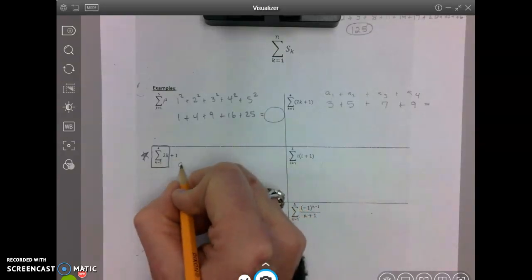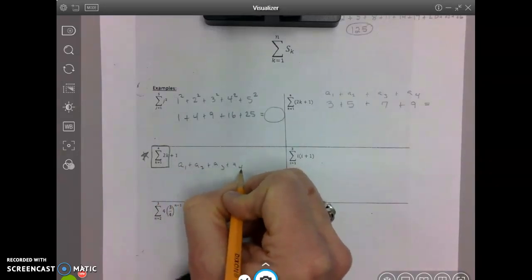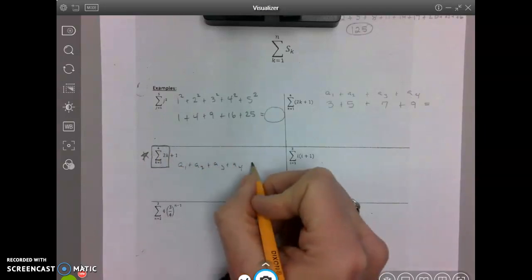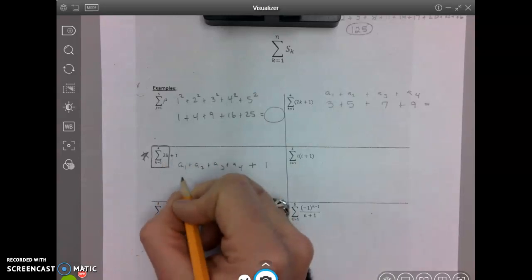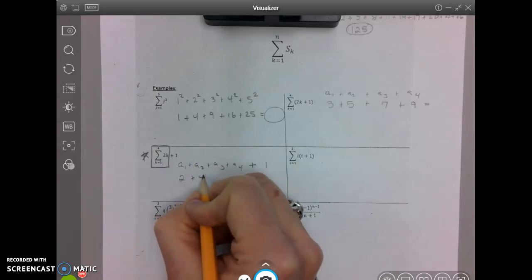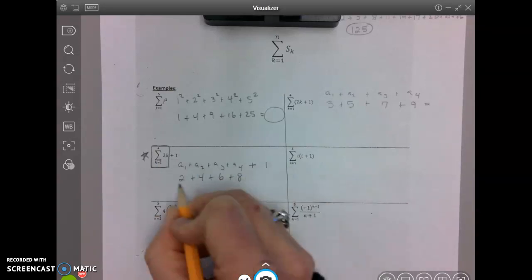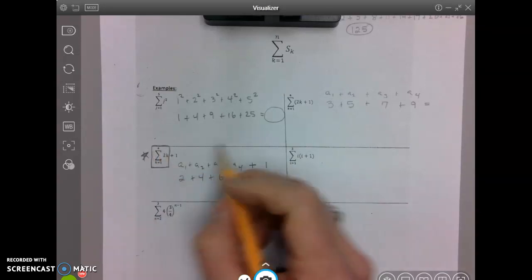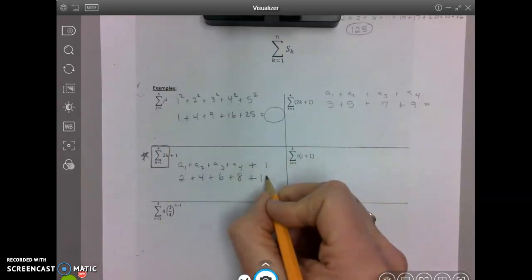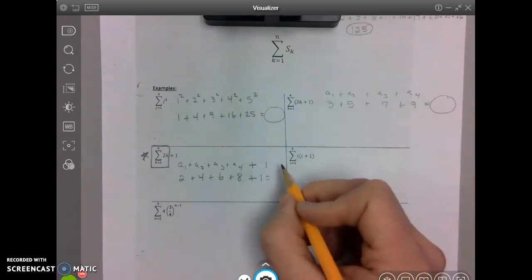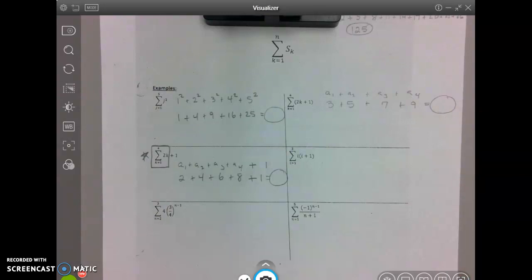So I'm going to do a sub 1 plus a sub 2 plus a sub 3 plus a sub 4. Once I've done that, I'm going to add the number 1 to that sum. So 2 times 1 is 2, 2 times 2 is 4, 2 times 3 is 6, 2 times 4 is 8. That's this sum here, and then add 1. And you will see that I get a different sum than I got there. Okay?